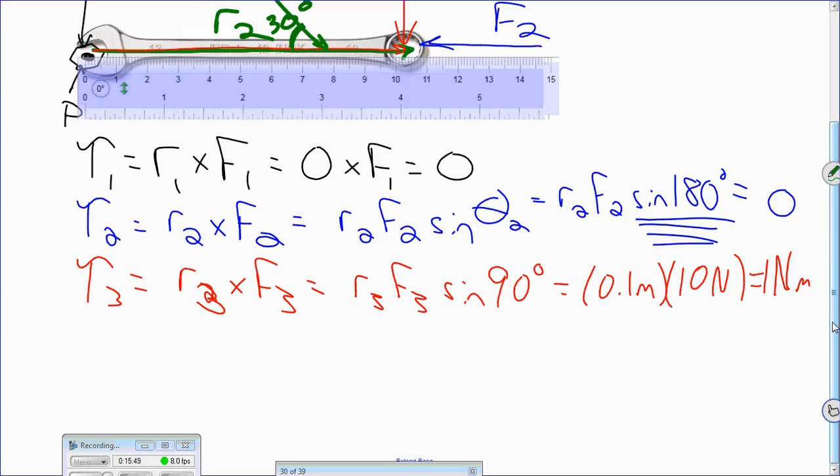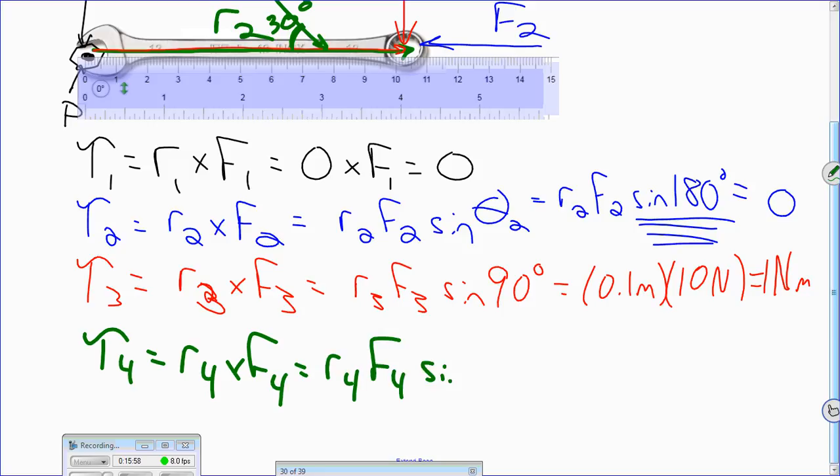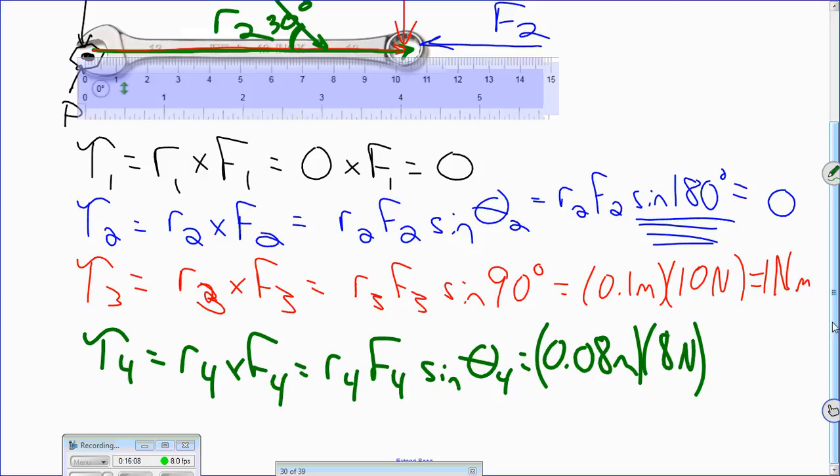So last one, torque 4 is radius 4 cross force 4, which is R4 times force 4 times the sine of my angle. So our radius was 0.08 meters. Our force is 8 newtons times the sine of 30 degrees, right? Good? So I believe that that gives you 0.32 newton meters, if I am not mistaken.